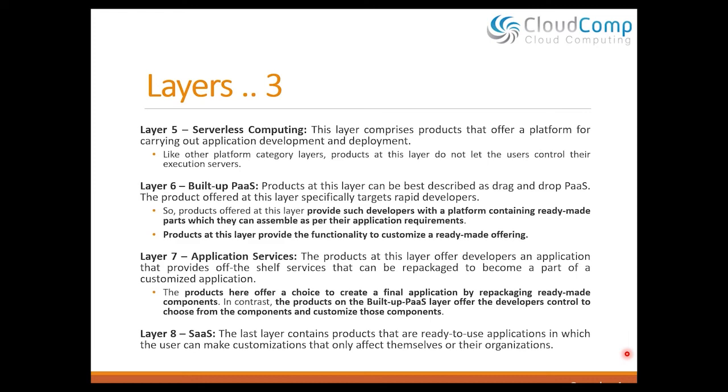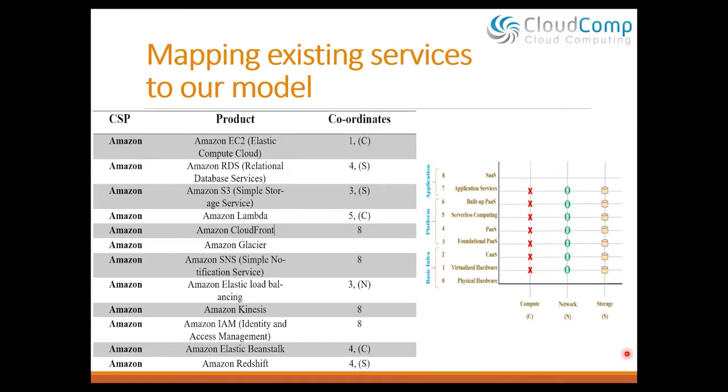Then layer 8 is the SaaS application layer, which contains ready-to-use applications and products like MS Office 365 8, CloudWatch 8 from Amazon, and Azure Active Directory. Like so, for this layer we have the coordinate 8. So this way we are able to handle the ambiguity in a very clear manner.